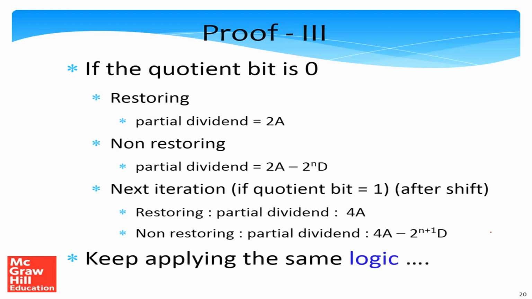Now let's say at some point, if the quotient bit is 0, then the partial dividend n dash in the case of restoring is 2a, and in the case of non-restoring is another value. Like that we can keep going, but we can easily prove that whenever the quotient bit is set to 1, the states of both the restoring and the non-restoring algorithms become the same.